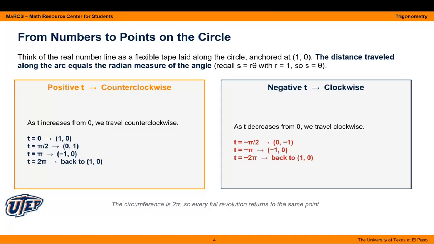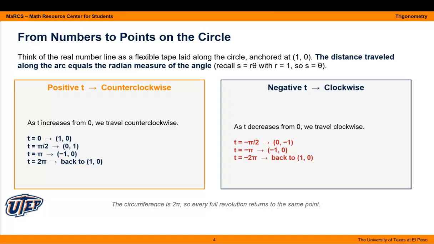This slide helps us connect the real number line to the unit circle. A useful way to picture this is to imagine the real number line as a flexible tape wrapped around the circle, beginning at the point (1, 0). If t is positive, we move counterclockwise. If t is negative, we move clockwise.